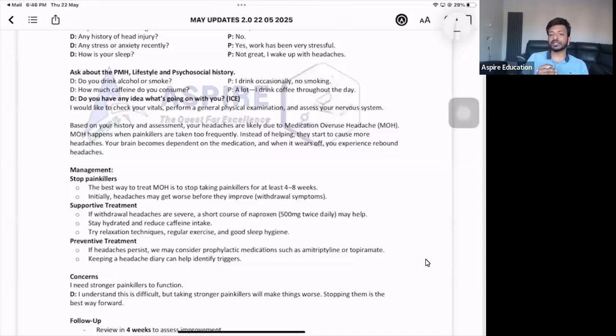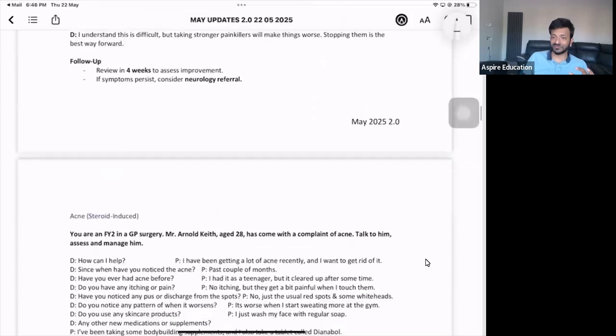But the thing is, initially the symptoms might get worse because of the withdrawal symptoms, which is okay, which is fine, right? And slowly, you'll see the patient will start improving, right? If withdrawal headaches are severe, we might give a short course of naproxen as well, right? So that's the main thing that can be done. But otherwise, the treatment is you have to stop them abruptly. However, if the patient is on morphine or codeine, you might stop it gradually as well, right?